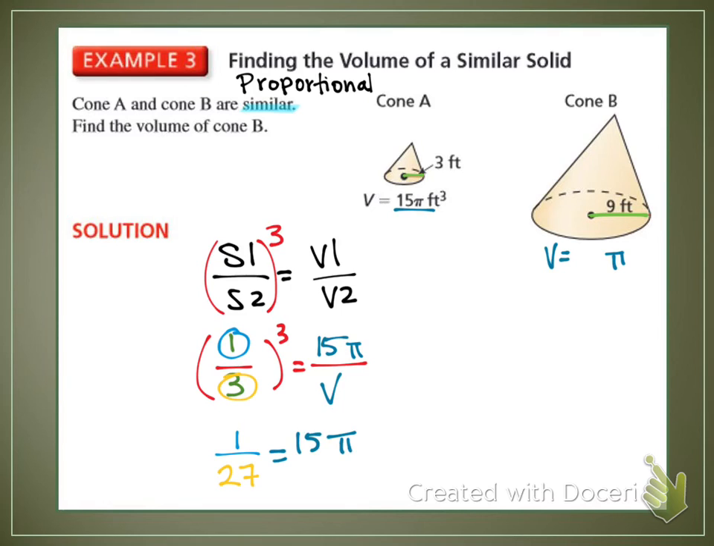Still equals 15 pi over v. Cross multiply, you get v equals 405 pi. And then it is, yep, feet cubed.